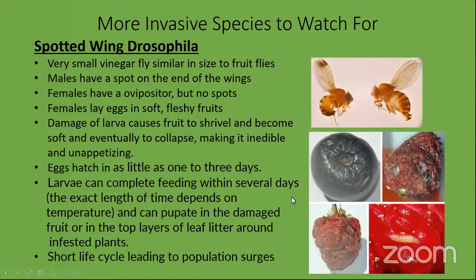And the eggs hatch in as little as 1 to 3 days. So you don't have a lot of time from the time they lay it until they start hatching. They can pupate in the damaged fruit then, and or in the top layers of leaf litter around the infested plants. And because they have such a short life cycle, like fruit flies, they can multiply like overnight. It doesn't take much time at all to get them to quite big numbers.